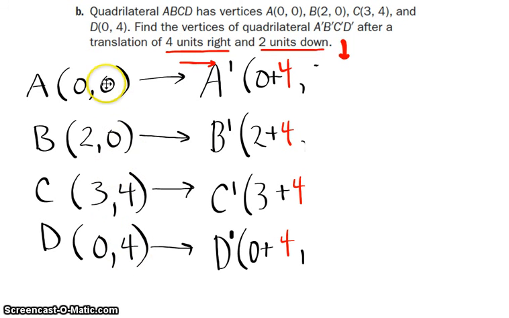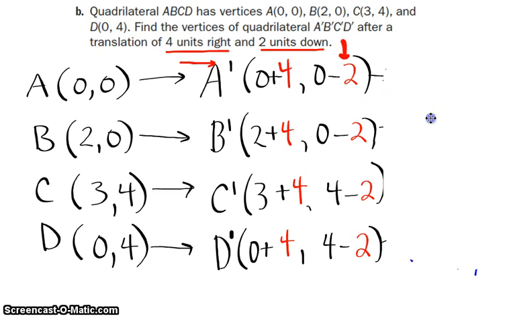Now let's look at our y values right here: 0, 0, 4, and 4. We're going to go 2 units down. Since we're heading down, that's negative, so I'm going to subtract 2 off of our y's.